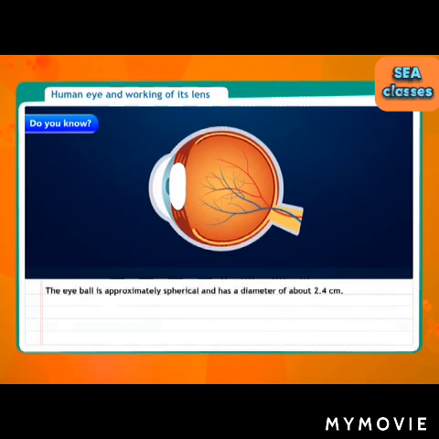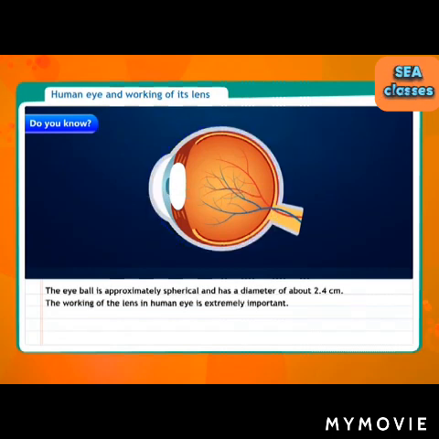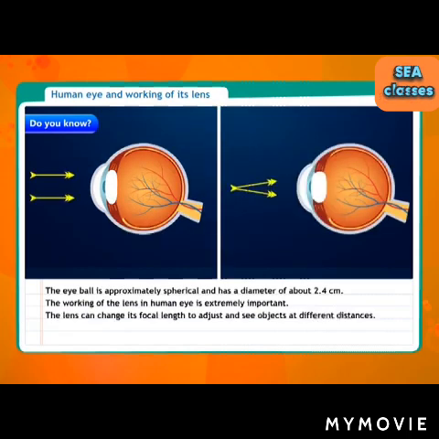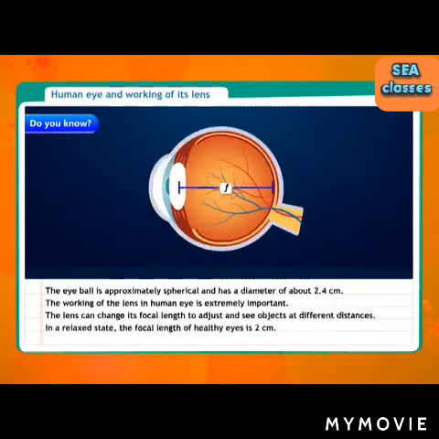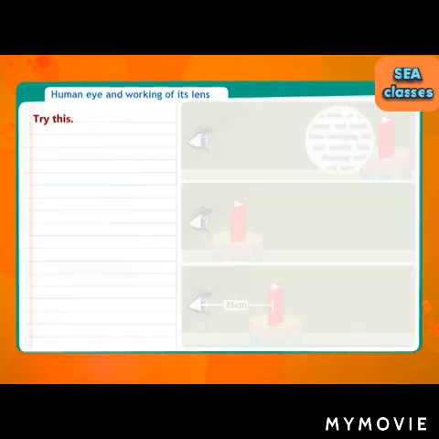Do you know? The eyeball is approximately spherical and has a diameter of about 2.4 cm. The working of the lens in the human eye is extremely important. The lens can change its focal length to adjust and see objects at different distances. In a relaxed state, the focal length of the healthy eye is 2 cm. The other focus of the eye is on the retina.